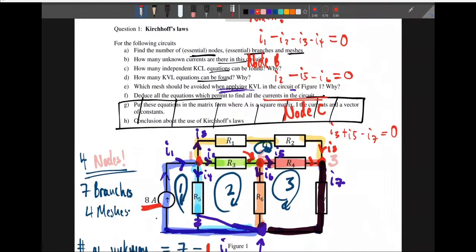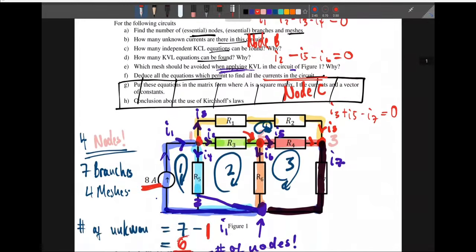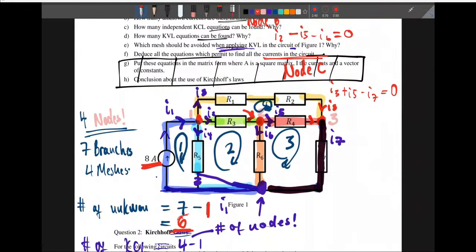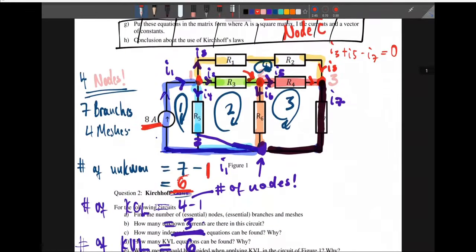Right. Let's go ahead and do our mesh. Are we going to do mesh number 1? No. It has a current source. So we're going to do mesh 2, mesh 3, and mesh 4. Let's go for it. Let's go for mesh number 2.